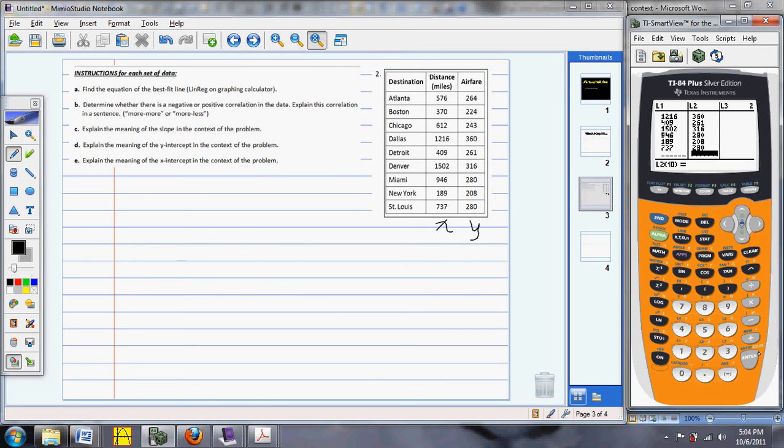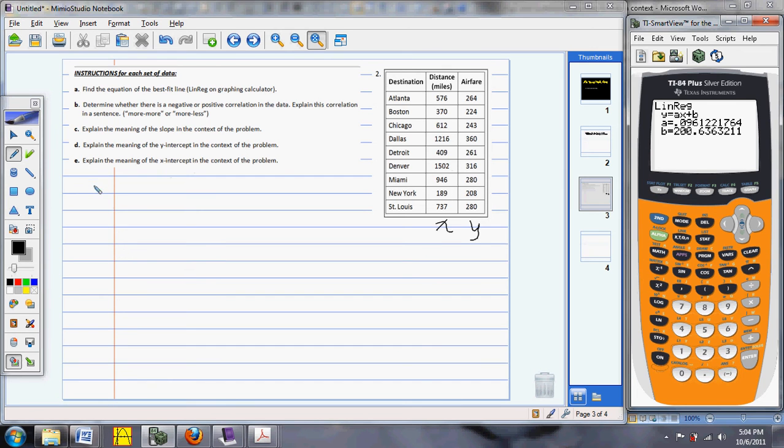All right, now that we have all of our data typed in, we are going to calculate the equation of the best fit line. So go to Stat, Calc, and we're going to choose number 4. That's linear regression. You can see that the ax plus b looks like a line. It's kind of like mx plus b. So we're going to choose linear regression, and just push enter again, and there is the equation. Now, it says right here, y equals ax plus b, and it gives you the a and the b.